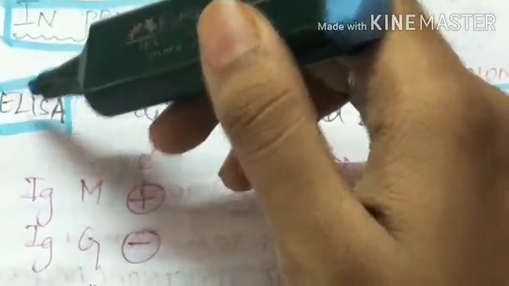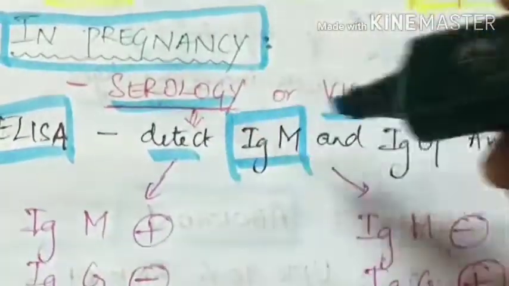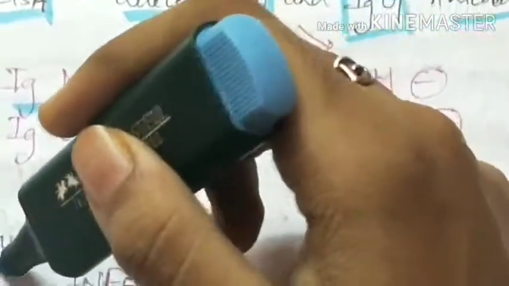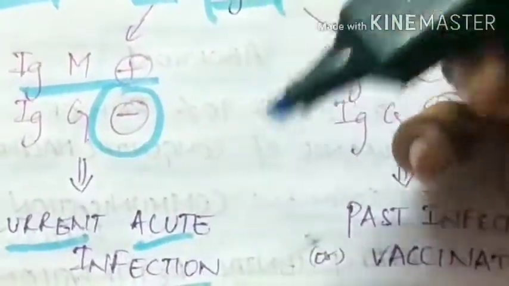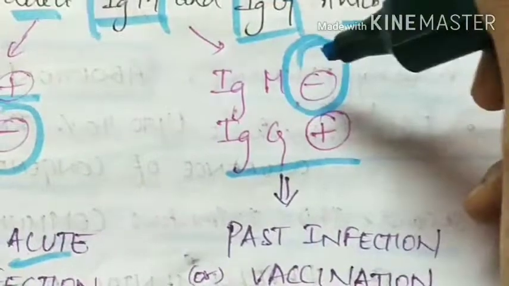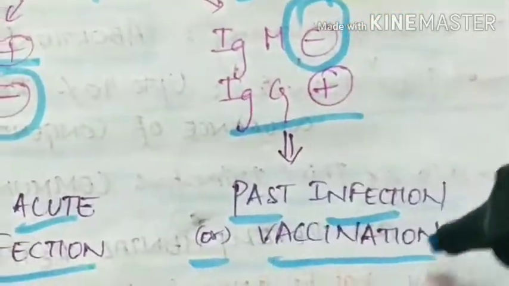ELISA, enzyme-linked immunosorbent assay, is performed to detect immunoglobulin M and immunoglobulin G antibodies. If only immunoglobulin M is present and immunoglobulin G is absent, this indicates there is current acute infection. Whereas if only IgG is present and IgM is absent, this indicates past infection or vaccination status.